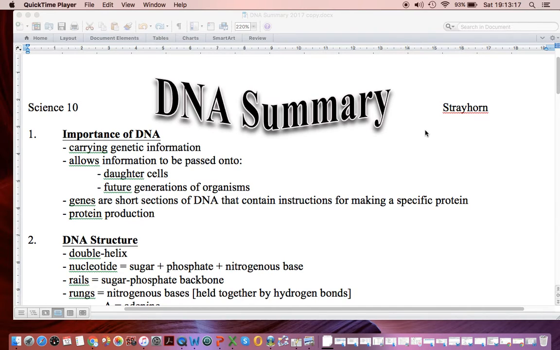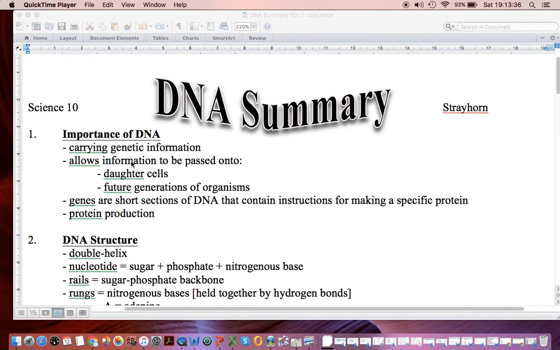This is our summary not only for DNA, but how we go from DNA to making protein. This is a section that traditionally students do really well on in terms of the test. So hopefully you're getting your confidence up and the test is going to go well. First part talks about the importance of DNA.